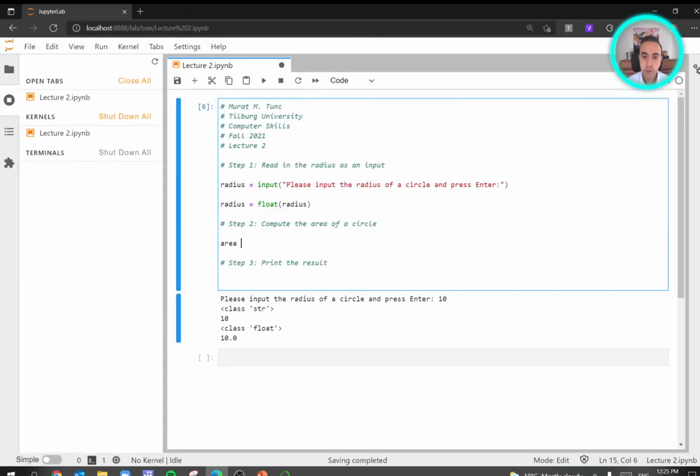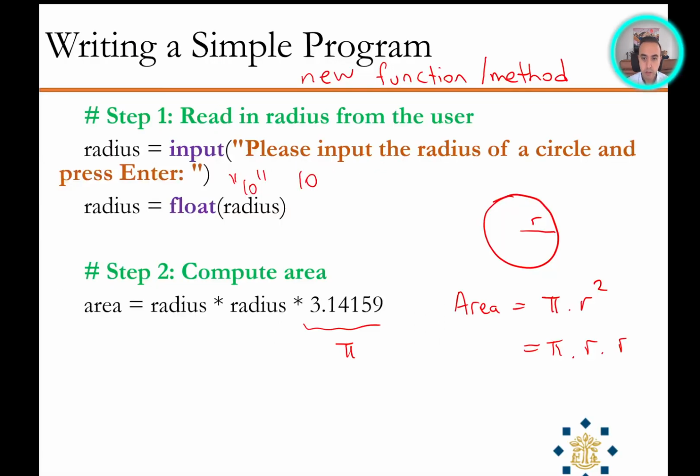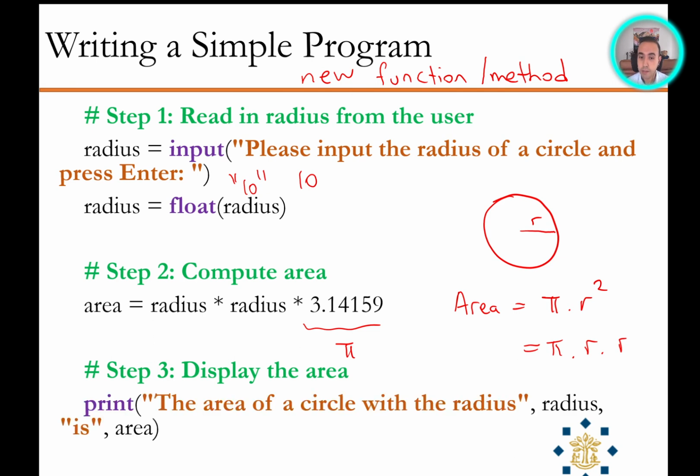Okay, so we define a new variable called area that is equal to radius multiplied by radius multiplied by 3.14159. Okay, that's the second step, easy. And the last step is, now we print the area of a circle. The area of a circle with radius, so you end this text here, the area of a circle with radius, put a comma, and then put radius.